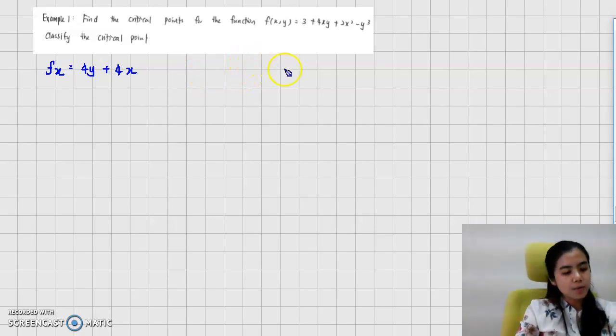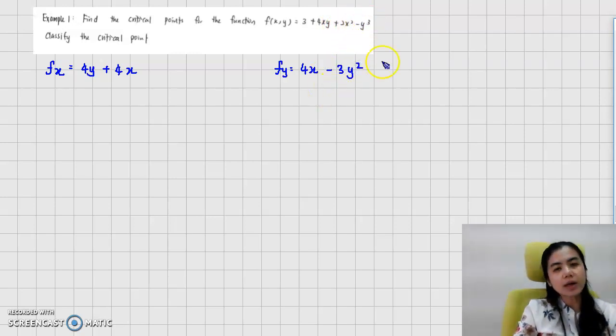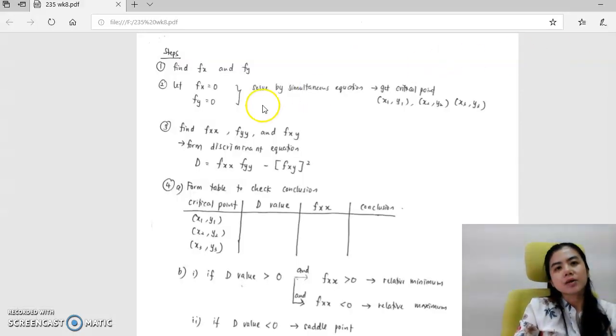How about your fy? For fy, you treat x as constant. This is constant, so you get 0. The x is constant, you differentiate y, so you have 4x. And then you differentiate, this one is constant, you have 0. Differentiate this, you have 3y squared. So that is your first step: find fx and fy.